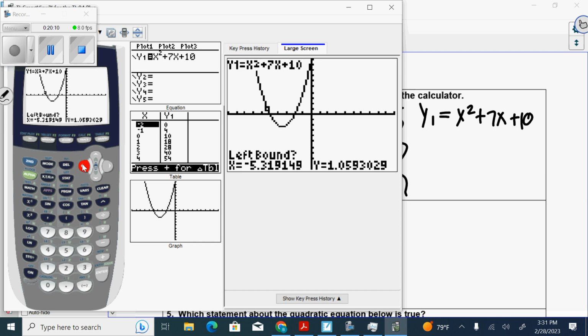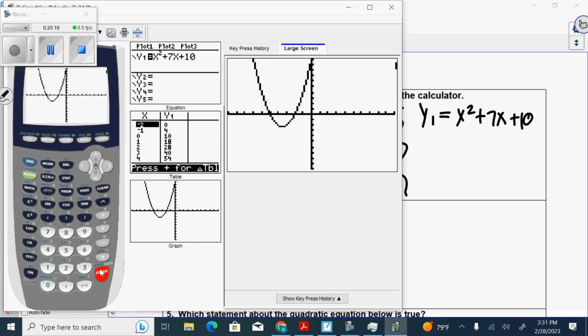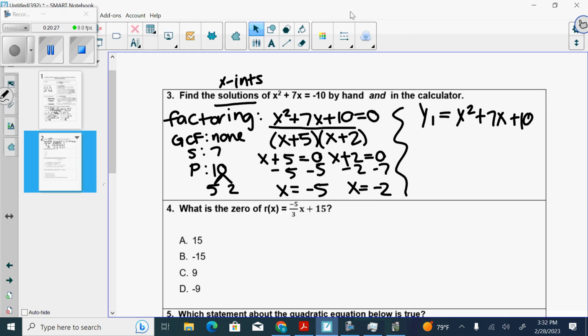I go a little above it and press enter. Then to go to the right, I have to go just a little bit below it and press enter. And where does it say that one is? -5, which is the same thing we found solving by hand, right? So we got x equals -5, or the coordinate point (-5, 0).